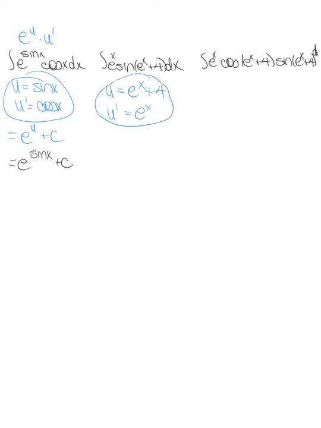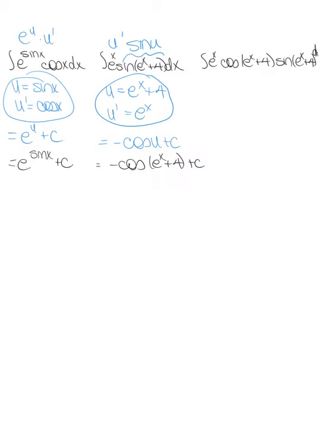Now looking at what that gives me, this part here looks like the sine of u, and there's the u prime. And when we integrate the sine of u times u prime, we get minus the cosine of u, all plus c. So in this case, that gives me minus the cosine of e to the x plus 4, all plus c. So again, completely different choices for you there.